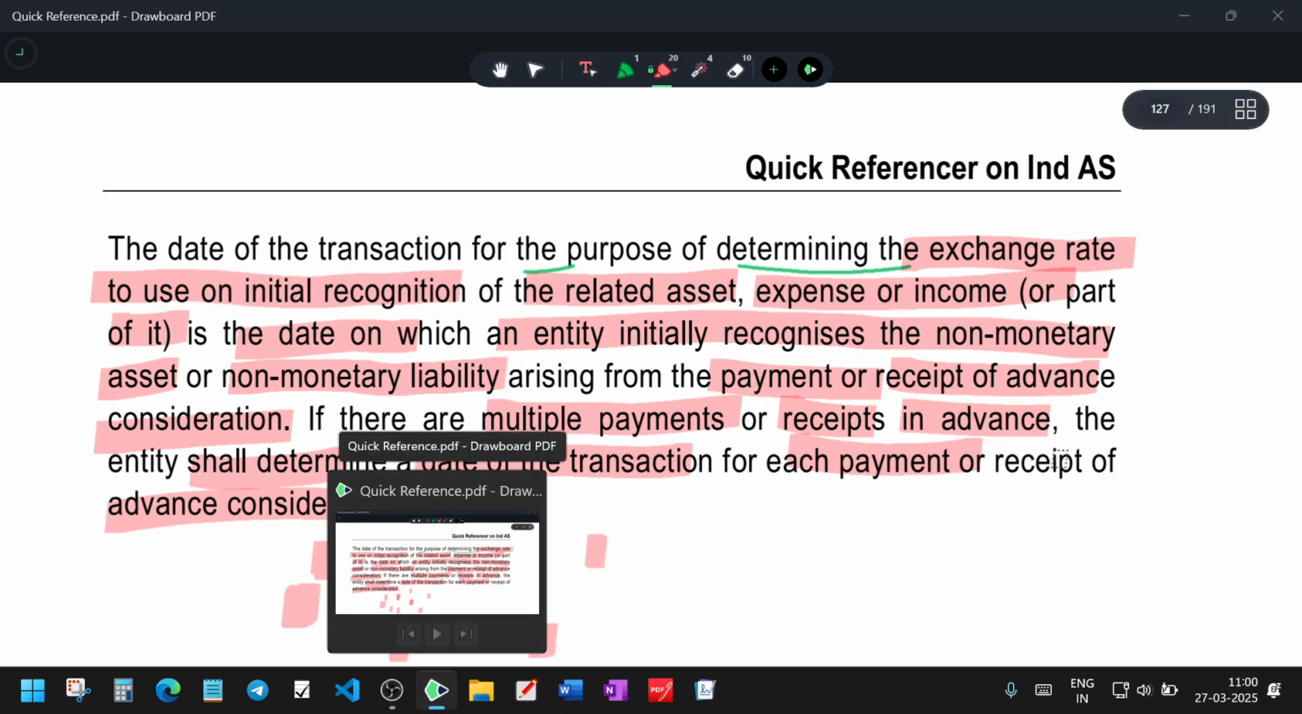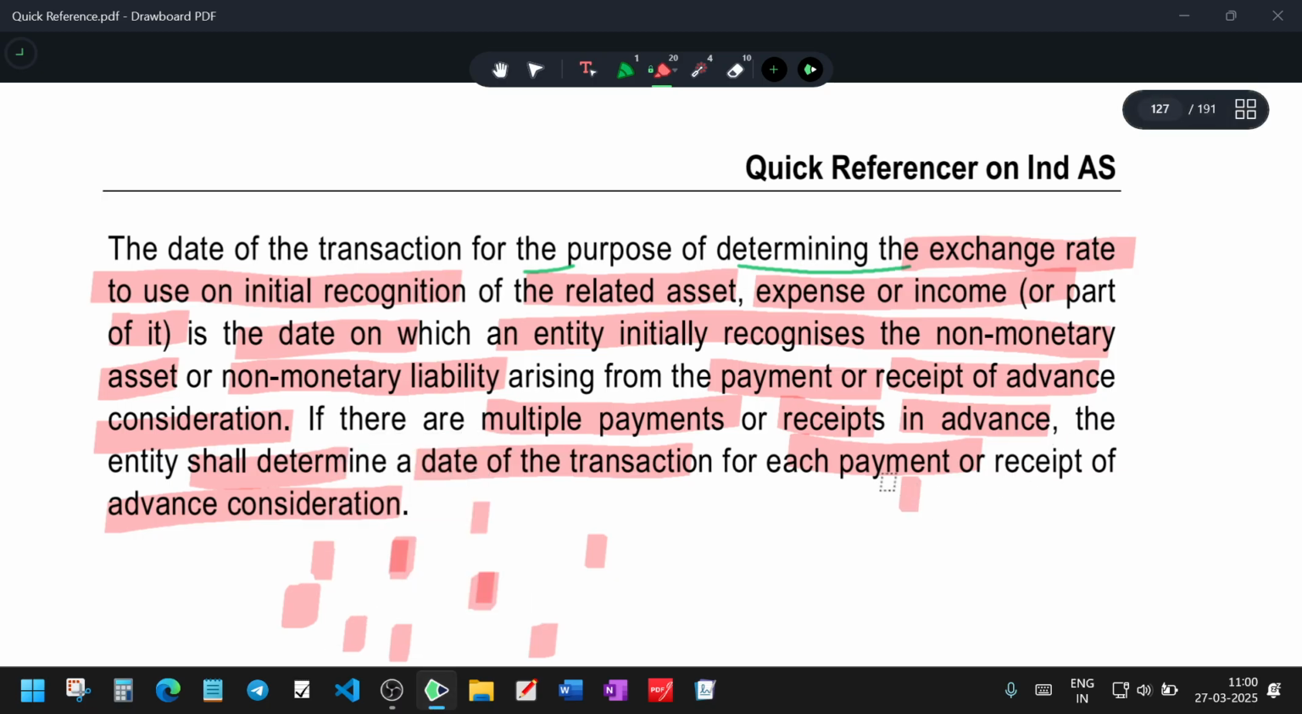What is the date of the transaction? That is very important. When the transaction happens, on that transaction date is the exchange rate. You cannot put any other date. So the transaction day should be considered. You should consider the non-monetary asset and the non-monetary liability that is arising, when you make the payment, when you receive the advance consideration. So for all the multiple payments and multiple advances, everything should be determined based on the date of transaction.